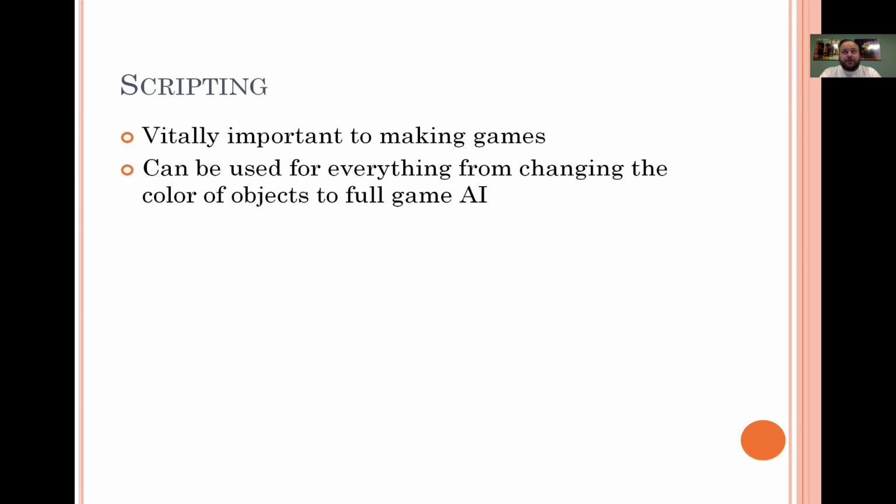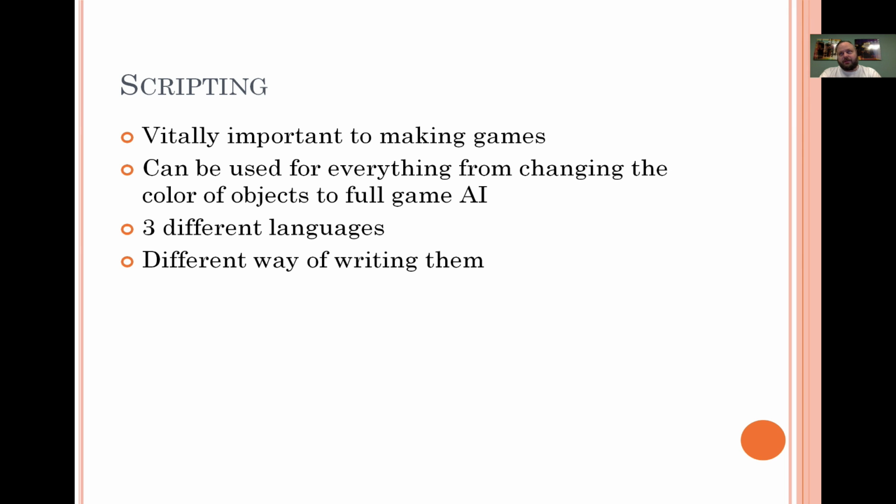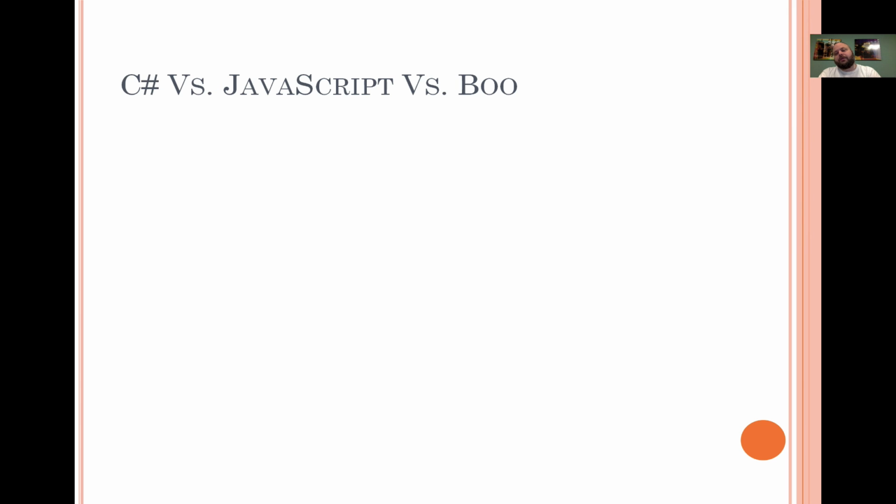It can be useful things like changing the color of an object to doing full game AI and everything in between, for networking and things like that too. Unity supports 3 different languages, which are basically just different ways of writing the script. Let's look at those 3: C#, JavaScript and Boo. We're going to start off with C#. It's pronounced C-sharp. It's a pain when you're trying to search it on Google sometimes, because sometimes it'll drop the sharp.